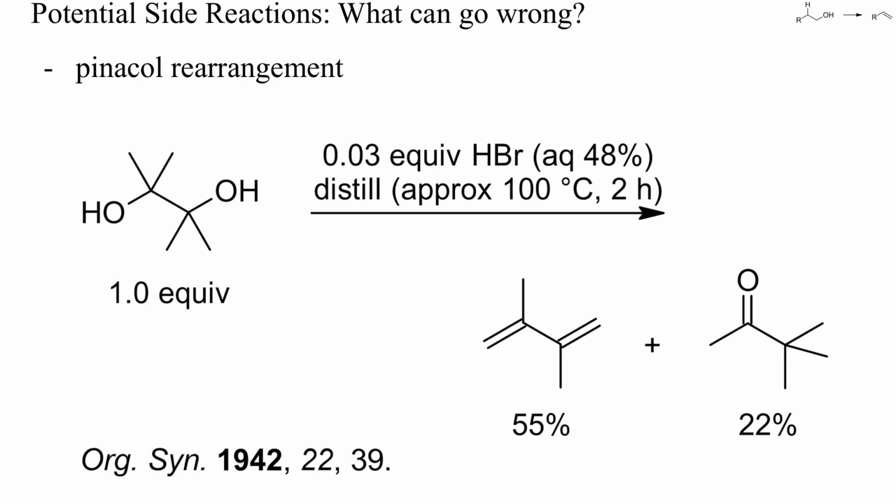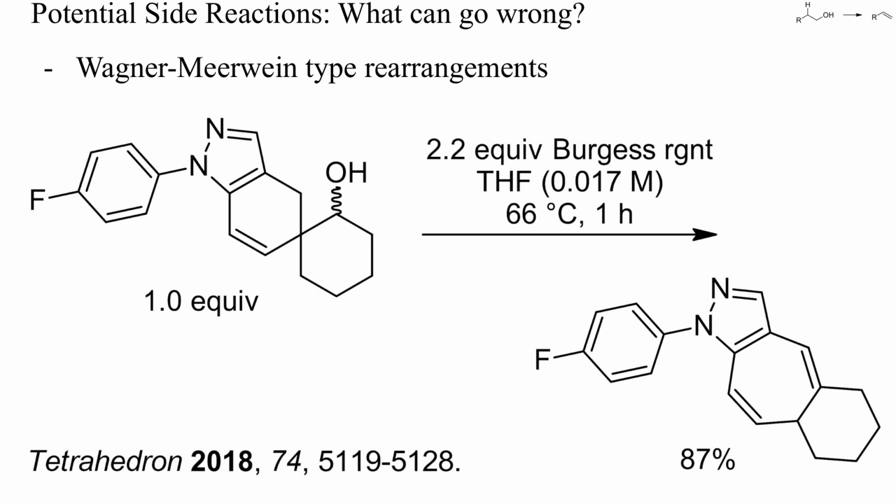I've already shown you an example of acid-induced Wagner-Meerwein rearrangement. Acids can also cause pinacol rearrangements, as in this example. In such instances, a thermal dehydration under neutral conditions or a base-mediated elimination may be a better strategy. Sometimes Wagner-Meerwein rearrangements may even occur without any acid. Here, such a rearrangement occurred during the dehydration of a secondary alcohol with the Burgess reagent.